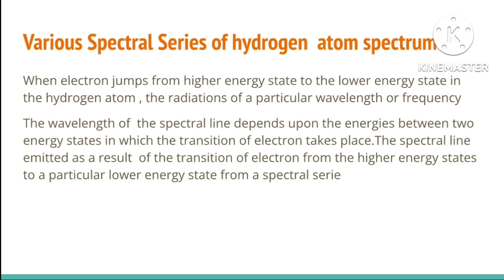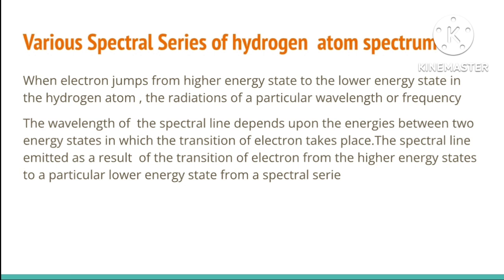When an electron jumps from a higher energy state to a lower energy state, or lower energy orbit, in the hydrogen atom, then radiations of particular wavelength or frequency, known as spectral lines, are emitted. The wavelength of the spectral lines depends upon the energy difference between the two energy states in which the transition of the electron takes place, and the spectral lines emitted as a result of the transition of the electron from higher energy states to a particular lower energy state form a spectral series.